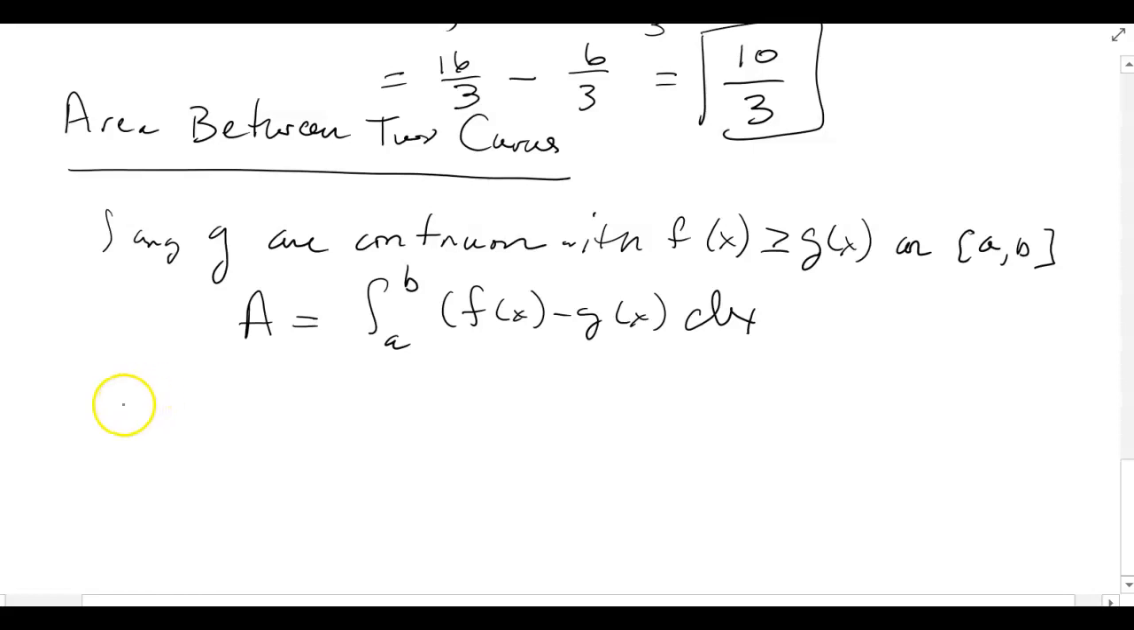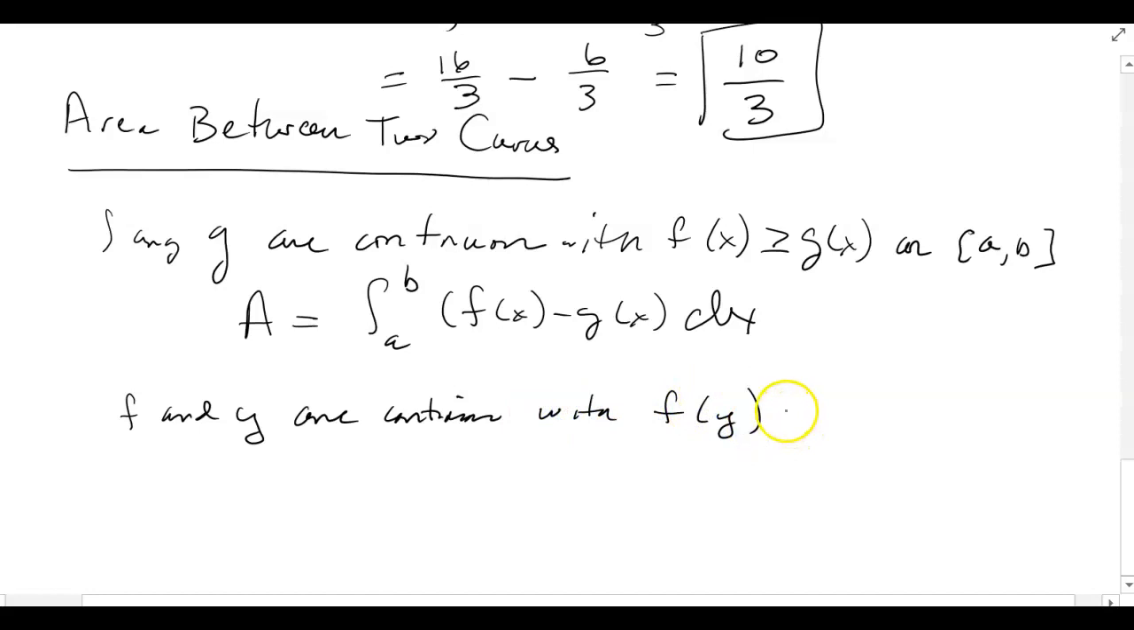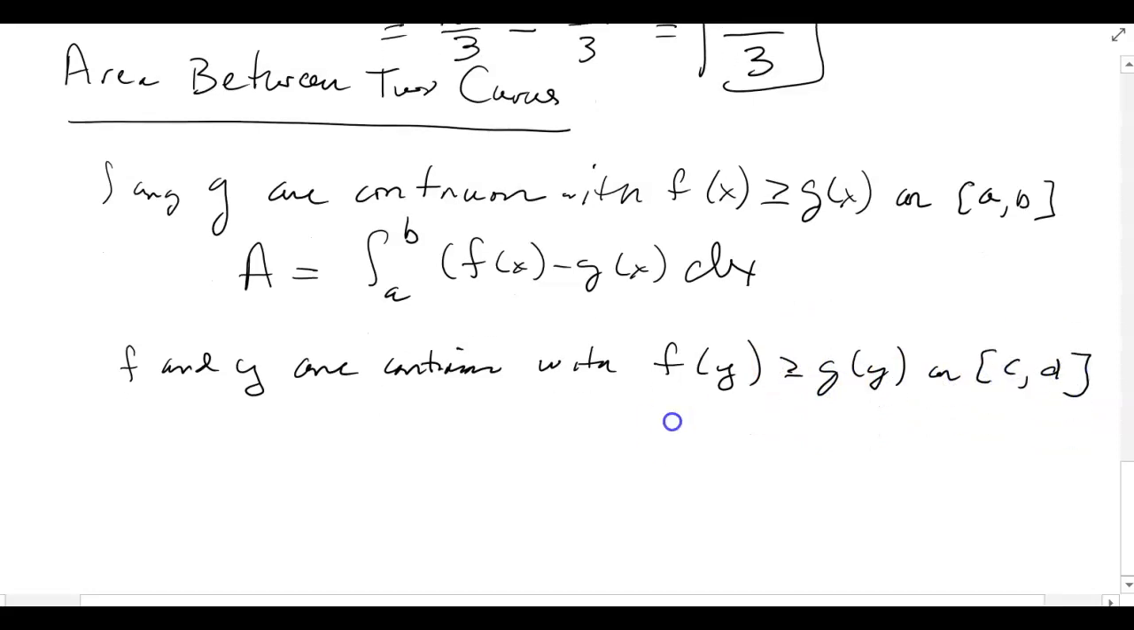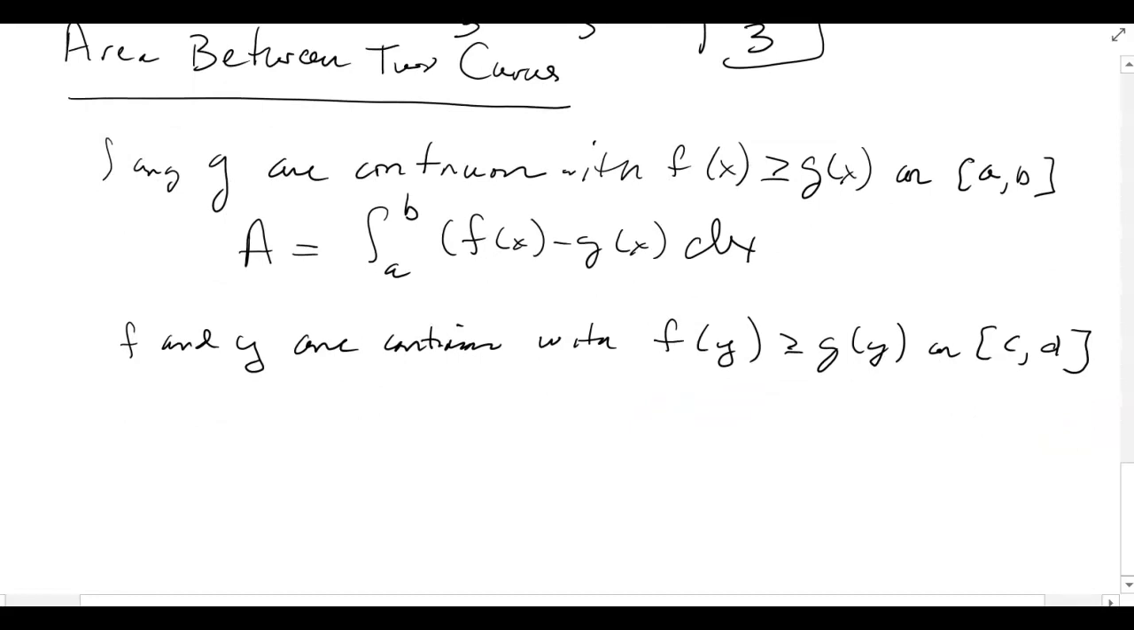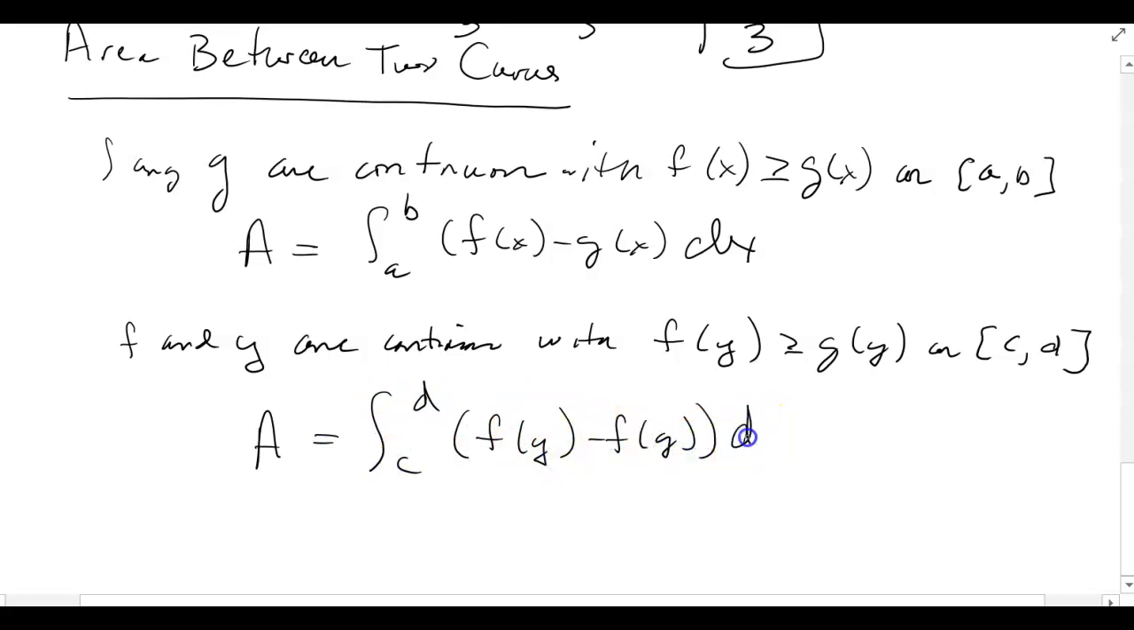For, again, f and g continuous functions with f of y greater than or equal to g of y on, we'll call it a different interval, CD, then your area is the integral from C to D of f of y minus g of y dy.